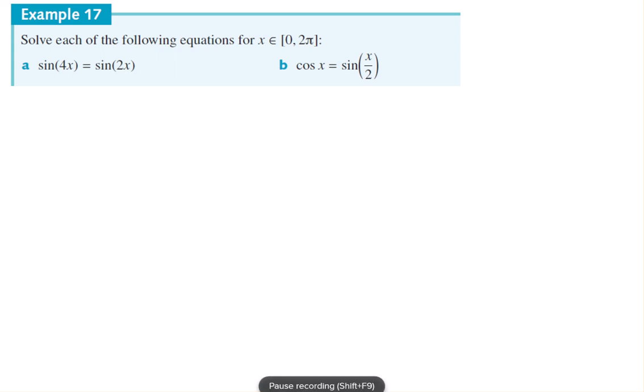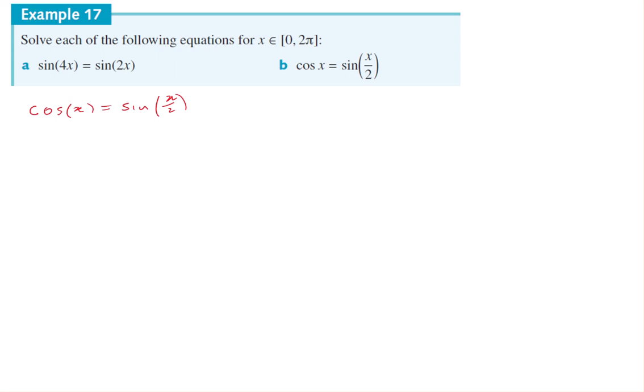Solve the following equations for x an element of 0 to 2 pi. I'm doing b this time: cos x equals sin x on 2. So this one's going to take a little bit of work, and certainly you'll need your double angles again. So start with the one you know.